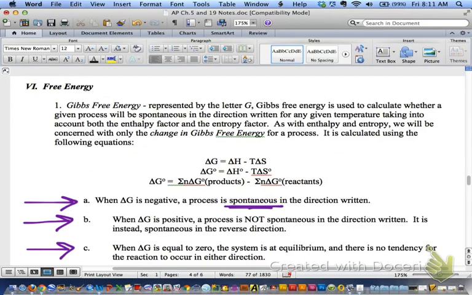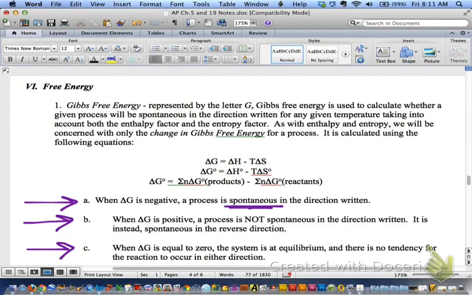If delta G is equal to 0, then what that represents is that the reaction is at equilibrium and there is no tendency for the reaction to go in either direction, meaning it's not favoring the right nor is it favoring the left. Does that make sense? Okay, so those are the three options. Delta G can be negative, it can be positive, or it can be equal to 0. If it's negative, it's a spontaneous process. If it's positive, it's not a spontaneous process. And if it is 0, then the system is at equilibrium.